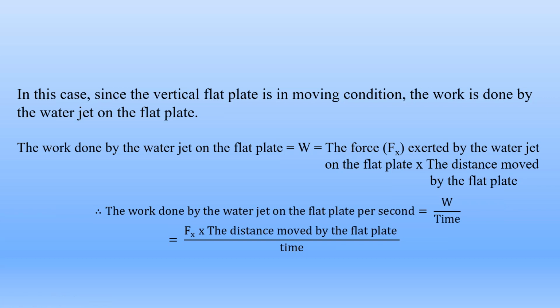What is there on the right hand side? Force Fx into the distance moved by the plate divided by time. On the left hand side, we have the work done by water jet on the plate per second. That is equal to work by time, W by time. On the right hand side, it is force Fx into distance moved by the plate divided by time.